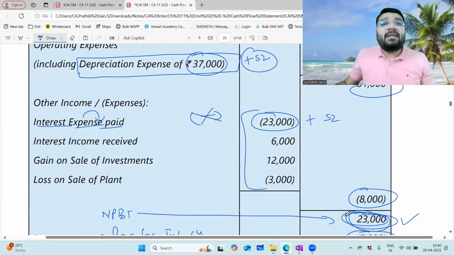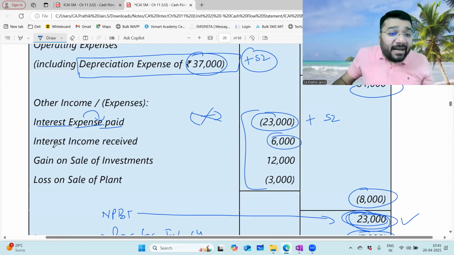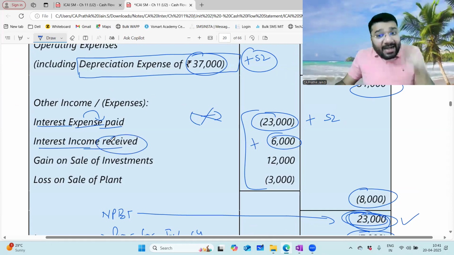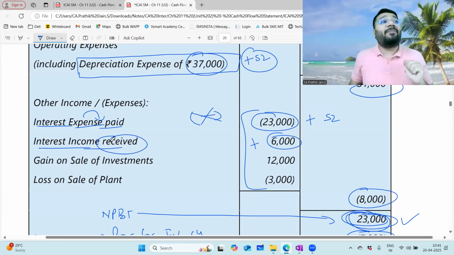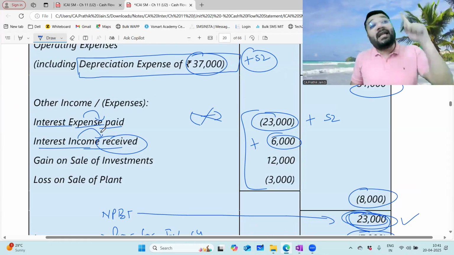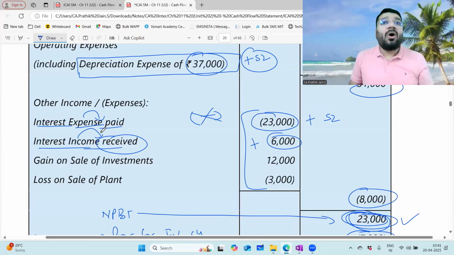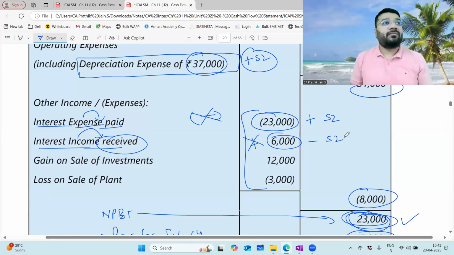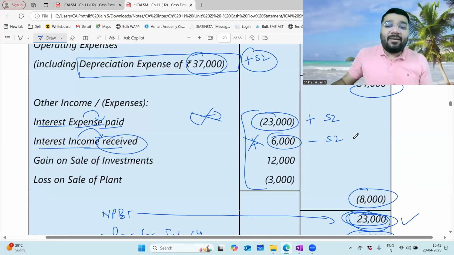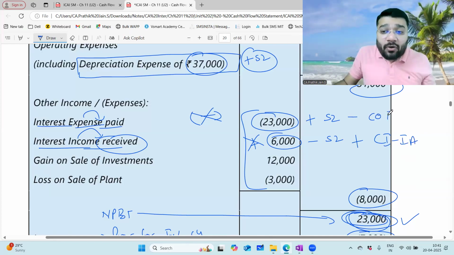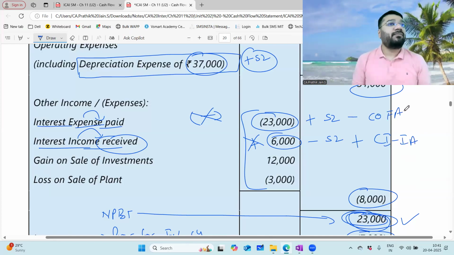Wonderful. This 23,000, how did you get it? Sir, 6,000 was added as interest income received. Since it is received, adding 6,000, I'm okay. But what I'm not okay with is the place. This is interest income pertaining to my investment, so it is an investing activity. But currently it is added in your operating activity. So what should I do? To cancel, subtract. I have to give a subtraction in segment 2, and add back in cash inflow of the investing activity. In the same way, interest expense paid is also a cash outflow of the financing activity. Any problem? No, sir. No problem.